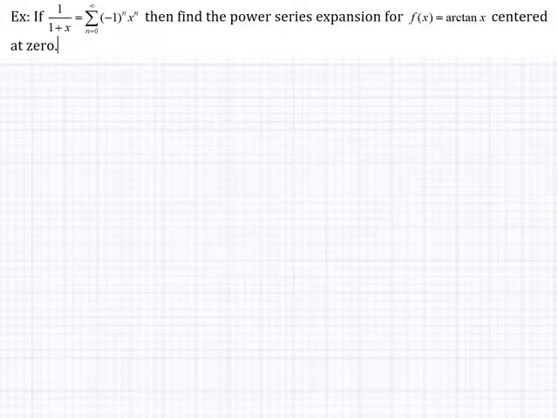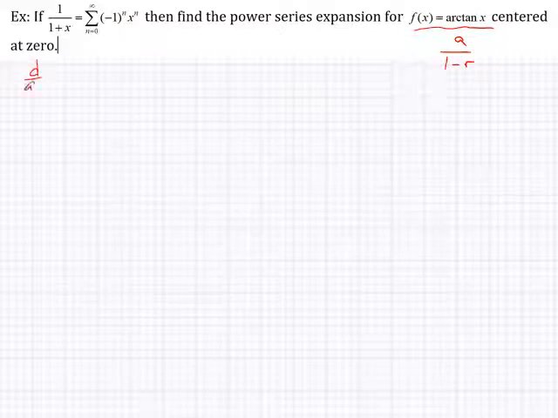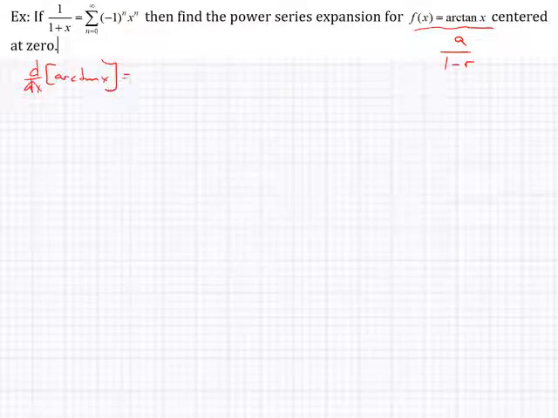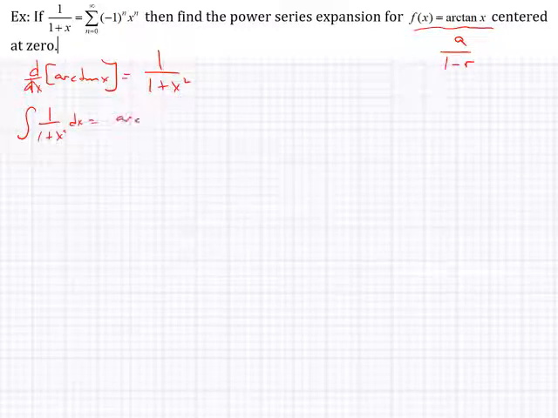Okay, so here, same concept. We're going to try and find a power series for arctan. Now, arctan, again, is not a function that has the a over 1 minus r field to it. There's no way I'm going to get there directly. But I do know that the derivative of arctan is 1 over 1 plus x squared. Or I could also say the integral of 1 over 1 plus x squared dx equals arctan x.